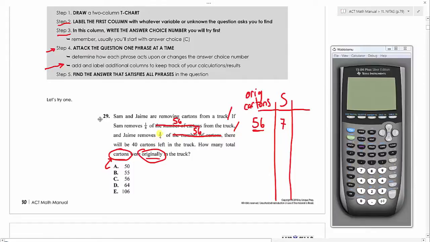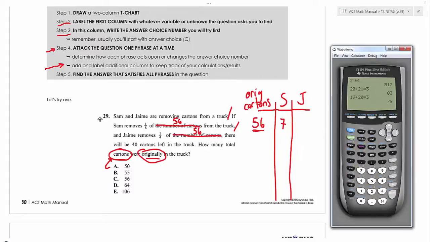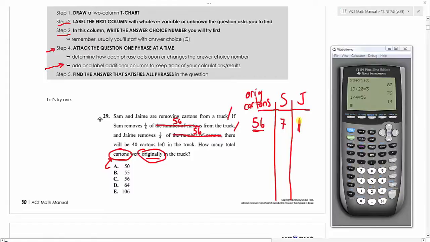Now this says Jamie removes 1/4 of those 56 cartons. So again, that phrase dictates that I need to add another column. I will label it J for Jamie, and here's where I'll keep track of what Jamie removes. So 1/4 of 56. Again, if you can do that quickly in your head, that is perfectly fine. I am going to use the calculator so that I don't make any careless mistakes. So that is 14. So Jamie is going to remove 14 of these cartons. And now the next phrase says there are going to be 40 cartons left in the truck.